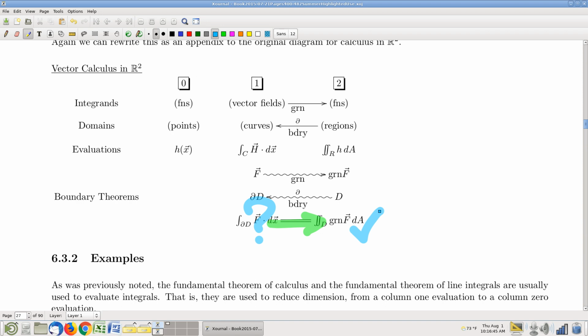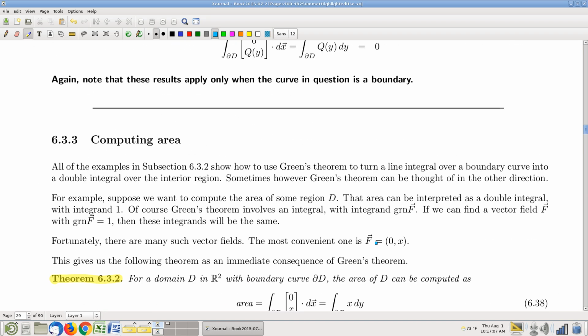Sometimes it goes the other way, and it's just as valid, right? An equal sign goes both ways. So I'm going to show you an instance where there's a double integral that we would like to compute, and it is actually easier to compute the corresponding line integral. It's a very specific application. It has to do with area.